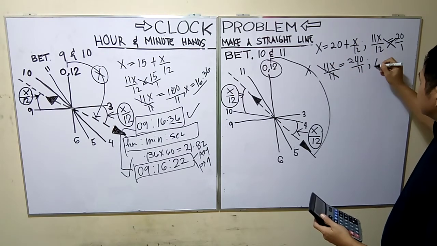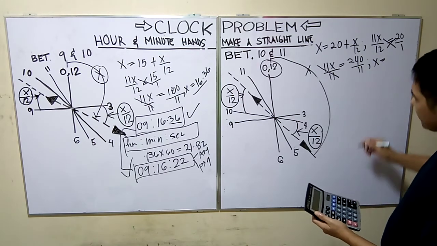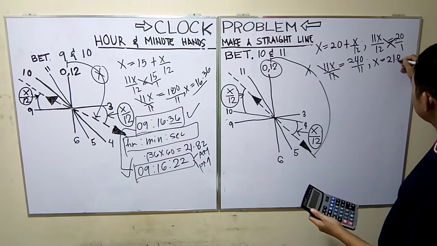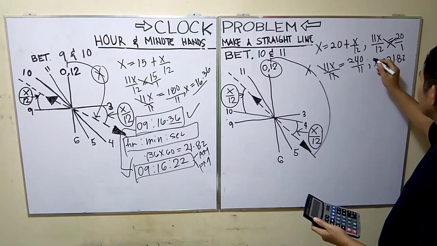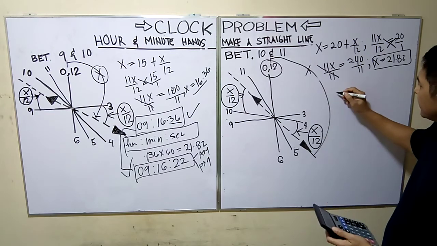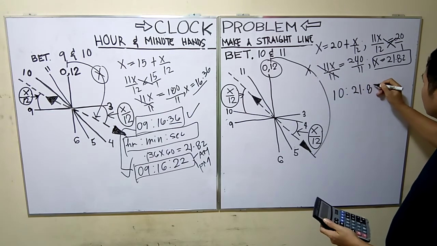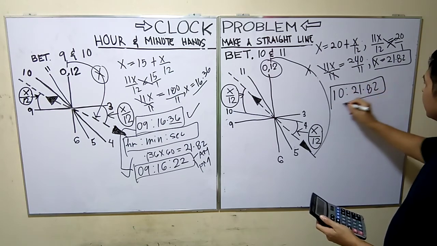Therefore, X is equals to 21.82 minutes. Therefore, our final answer is between 10 and 11 is 10 and 21.82 minutes.